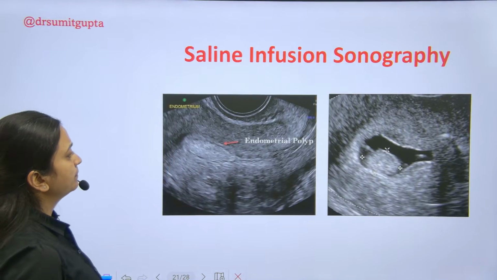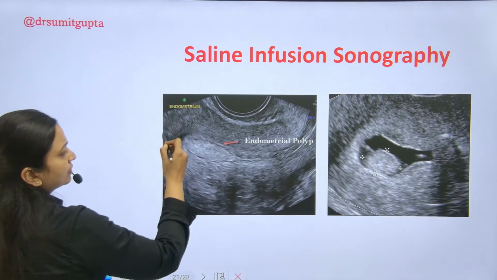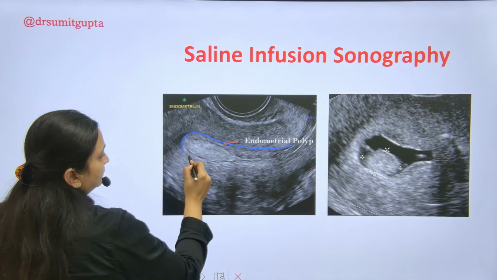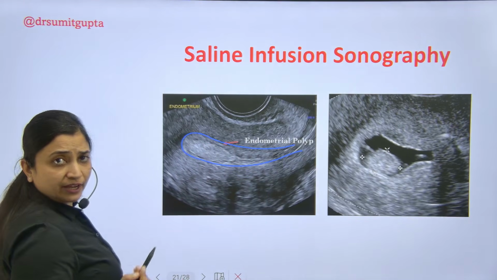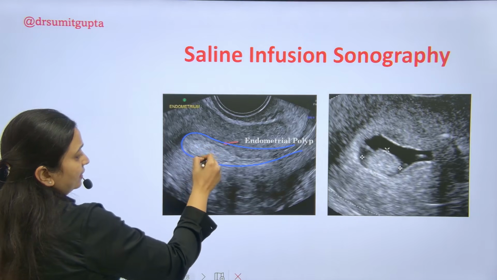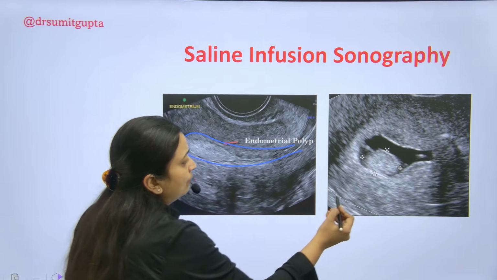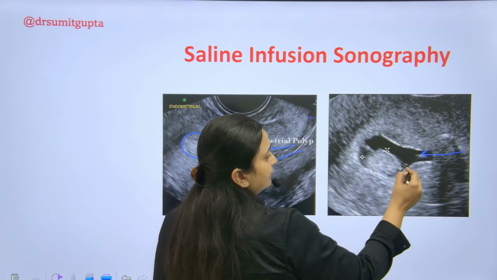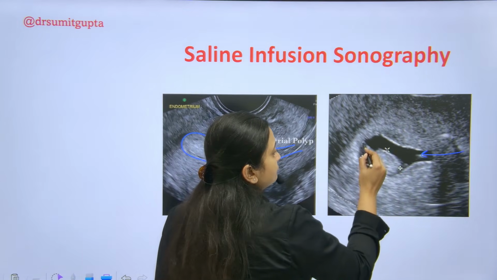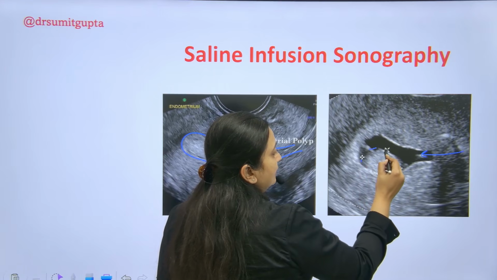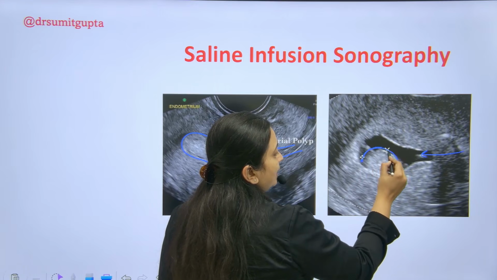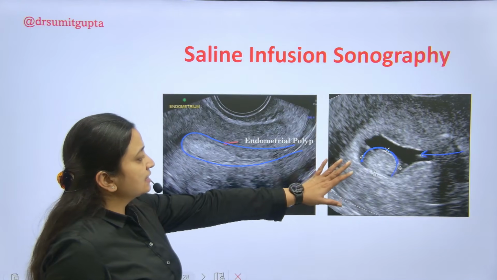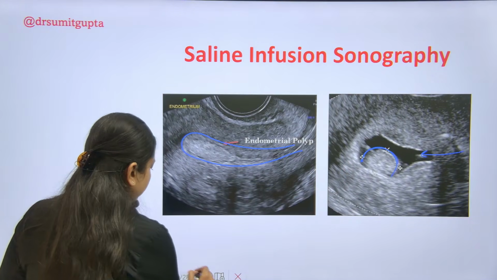This is a picture. This was your uterus. Now, the endometrium, it may have a polyp, it may have a fibroid, but definitely the size is increased. The moment you introduce some saline from the cervix inside the cavity, the whole cavity is filled with saline and this thing stands out from behind. Now we see that yes, there is something. So this is saline infusion sonography.